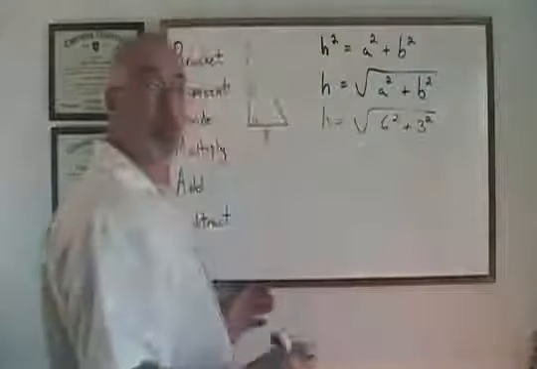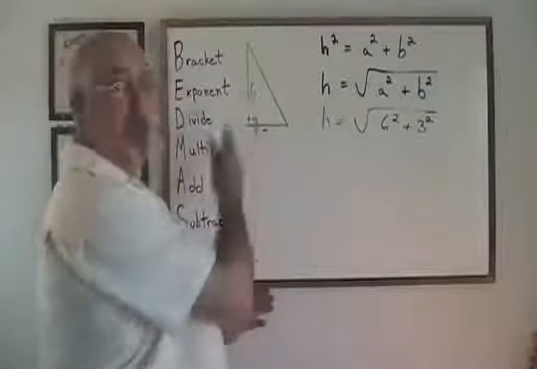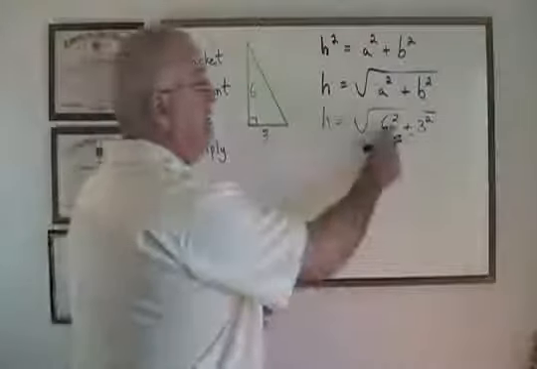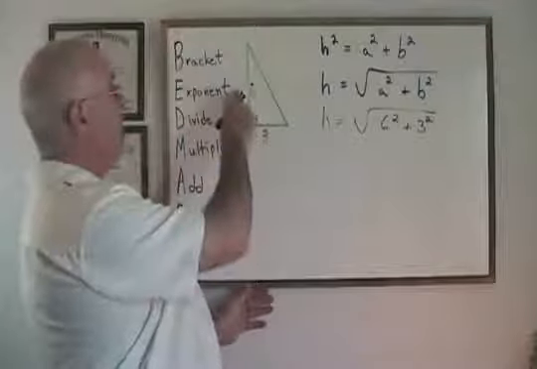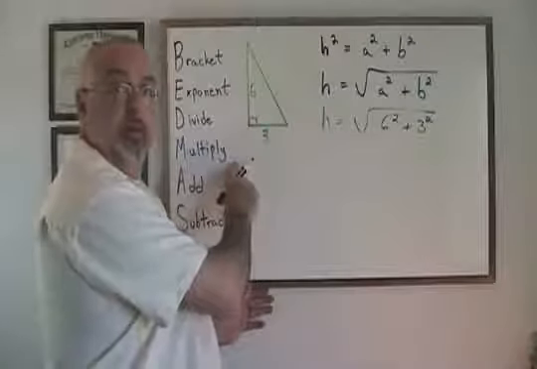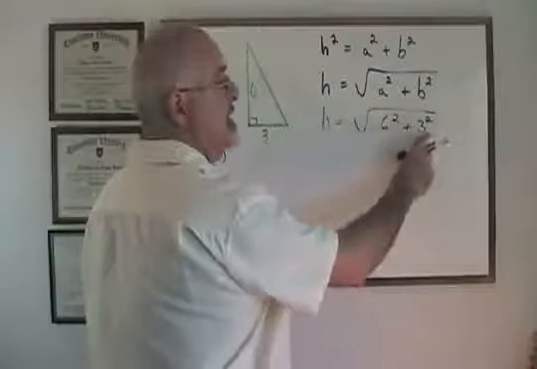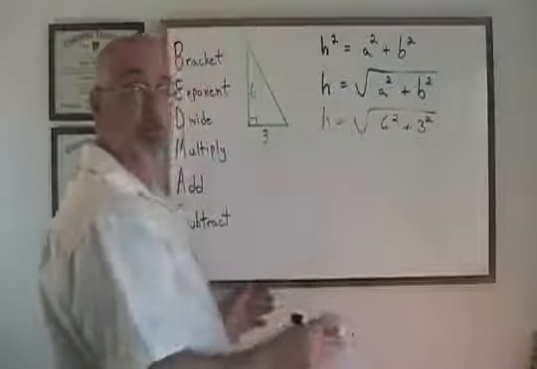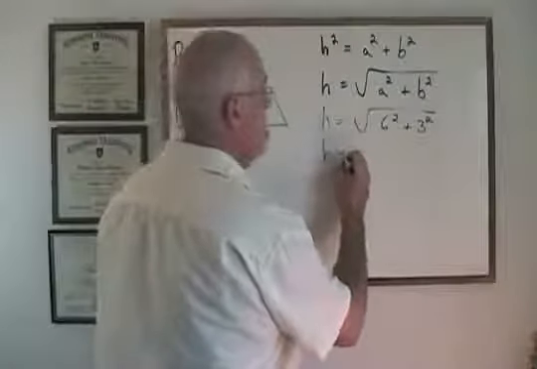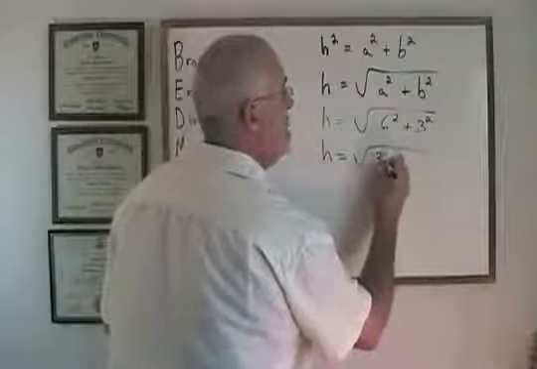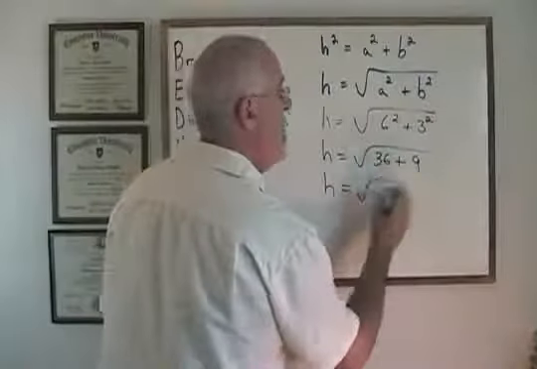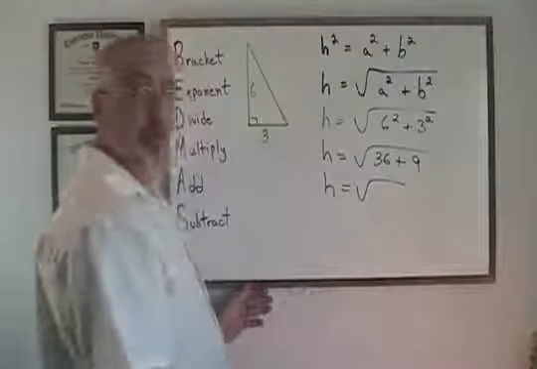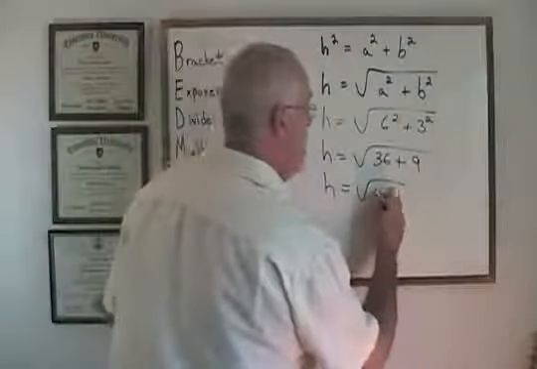And it is at this point that we have to be careful of the order of operations. These are exponents, the squaring of these values. An exponent has to be done before multiplying in BEDMAS. So I have to square the 6 and square the 3 first in order to avoid making a mistake. 6 squared is 36, 3 squared is 9. And now I can add the numbers together safely. 36 plus 9 is 45.